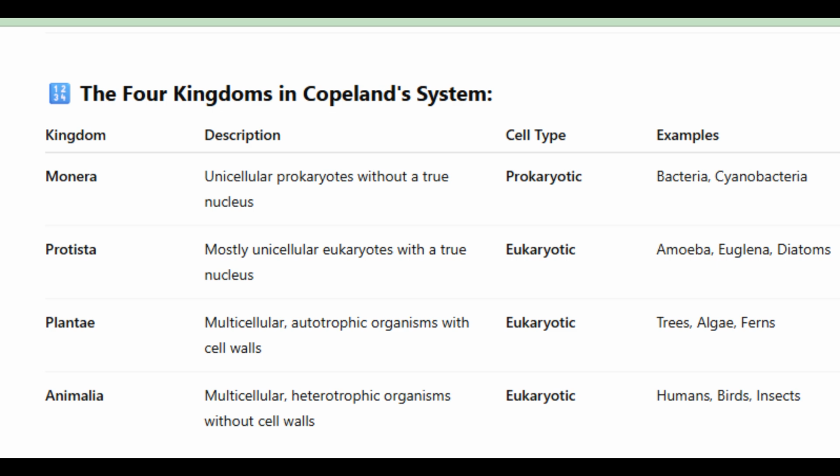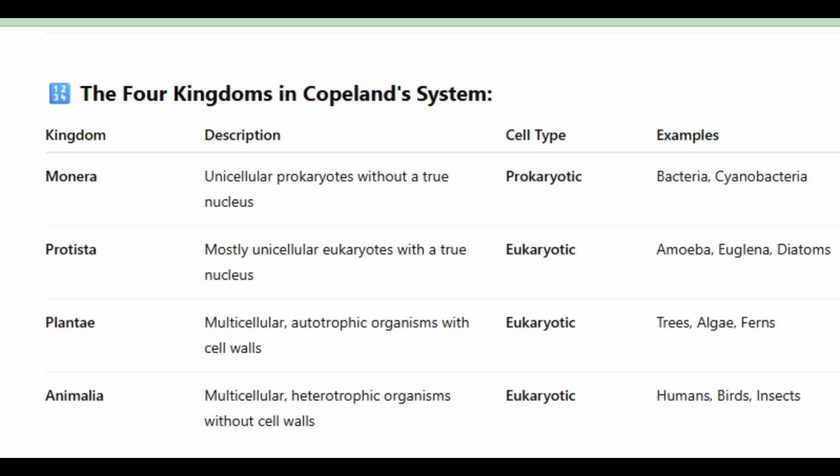The four kingdoms in Copeland's system. Kingdom, description, cell type, examples. Monera: unicellular prokaryotes without a true nucleus; prokaryotic; bacteria, cyanobacteria. Protista: mostly unicellular eukaryotes with a true nucleus; eukaryotic; amoeba, euglena, diatoms. Plantae: multicellular, autotrophic organisms with cell walls; eukaryotic; trees, algae, ferns. Animalia: multicellular, heterotrophic organisms without cell walls; eukaryotic; humans, birds, insects.